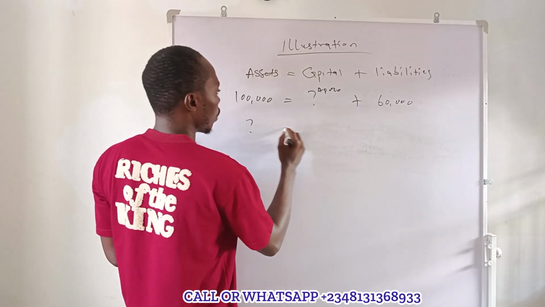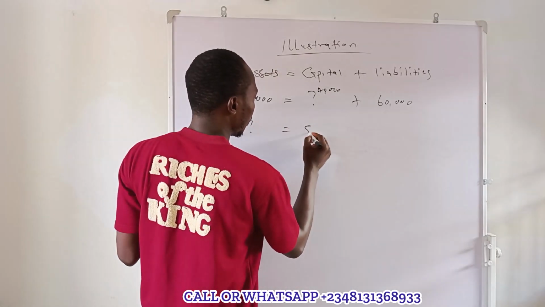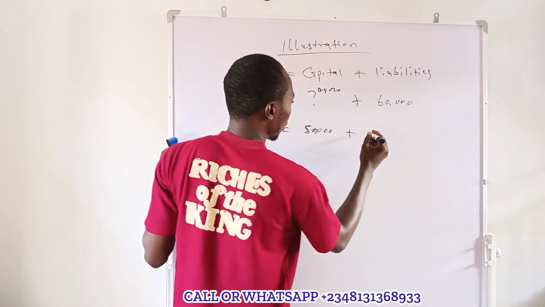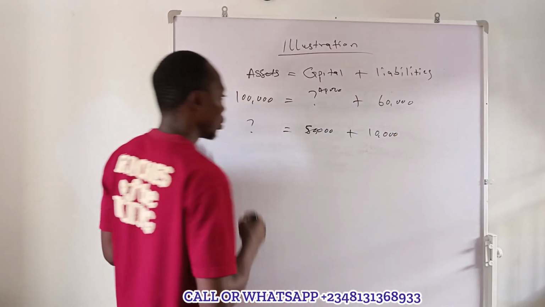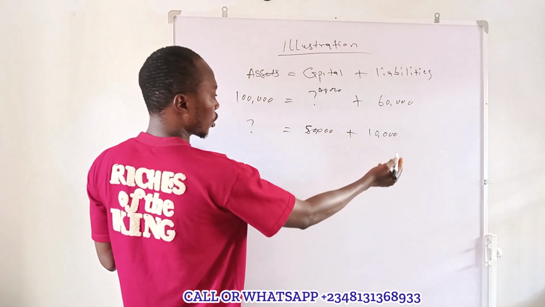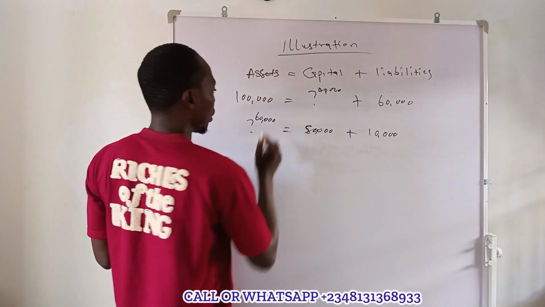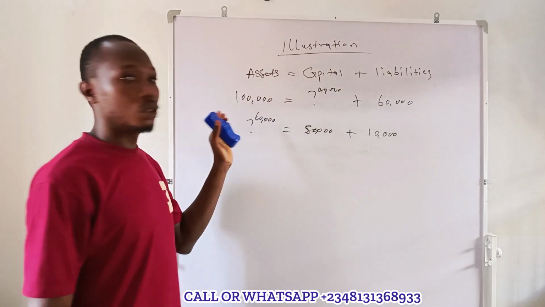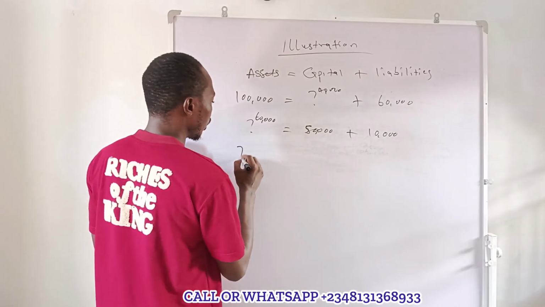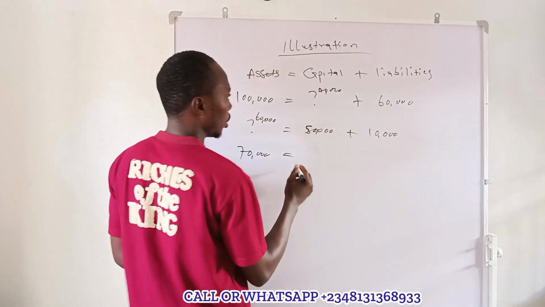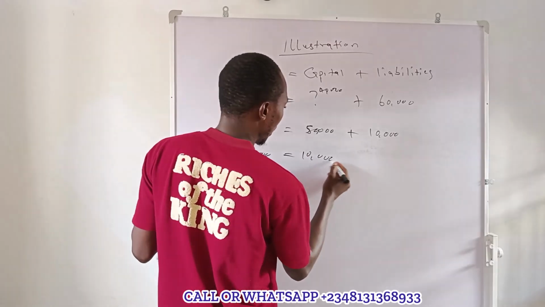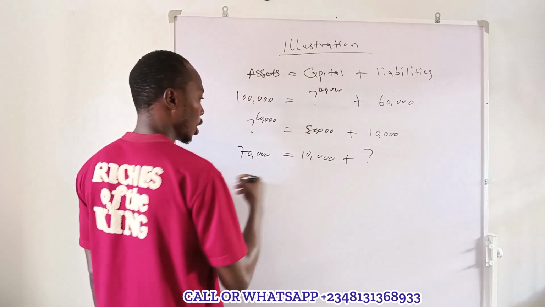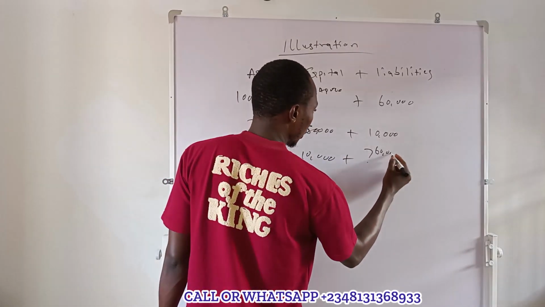Or you are given a question mark here, and now you are given here 50,000, then plus 10,000. So this will give you, of course, 50 plus 10,000. Then you know that this is 60,000, because your capital plus liability equals your assets. Or you are giving 70,000 here as an asset, then you are giving 10,000 and plus a question mark here. Of course, having an idea about balance sheet, you know that this is 10 plus 60,000.